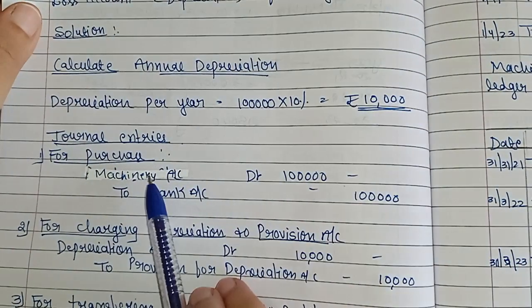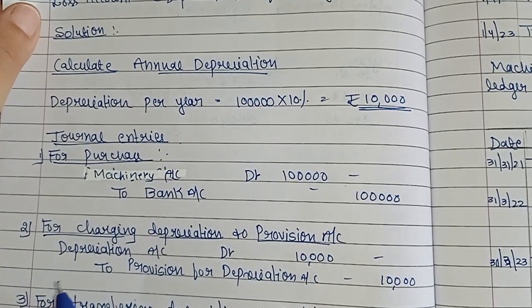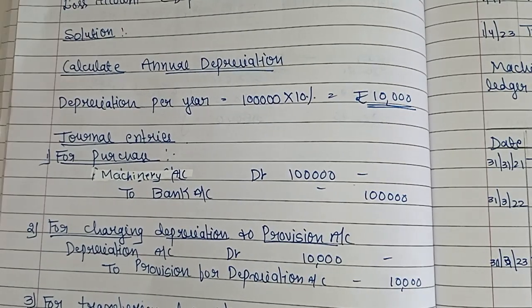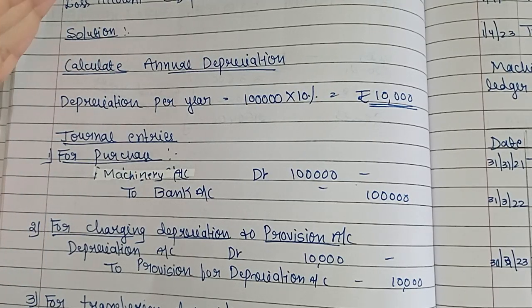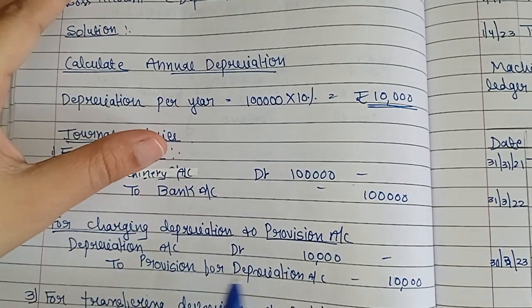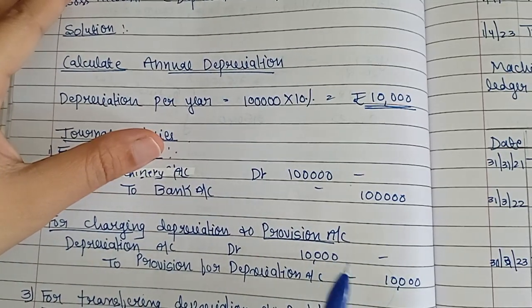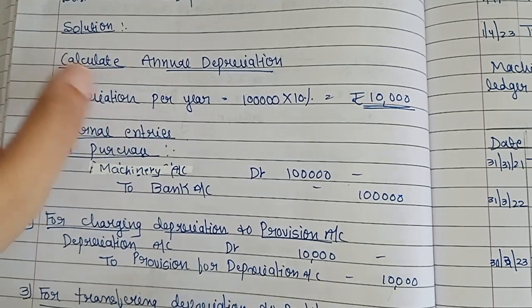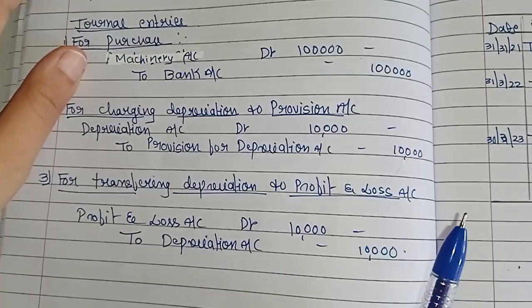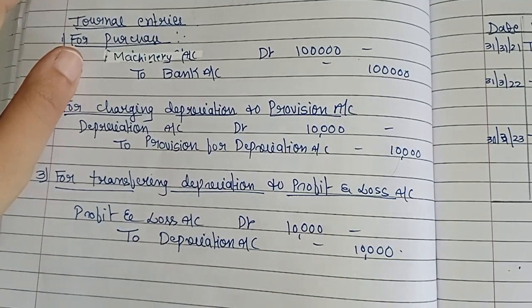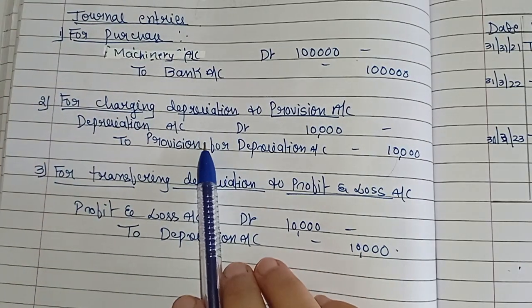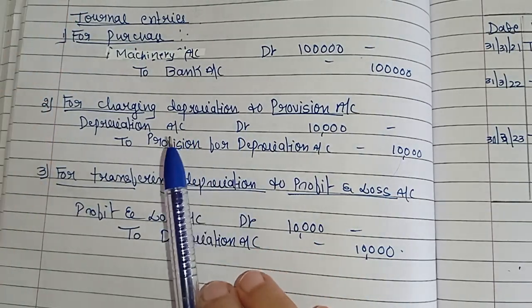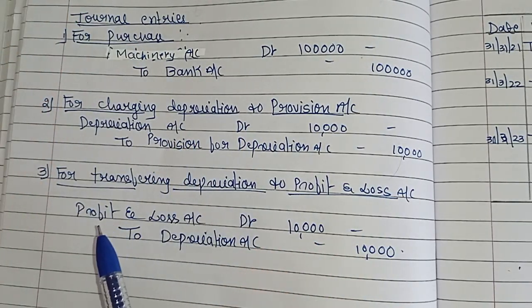For purchase of the machinery, machinery account debit to bank account, rupees 1 lakh. After that, which entry will we pass? At the end of the year, we will pass two entries. The first one is for charging the depreciation to the provision account: depreciation account debit to provision for depreciation account, how much? 10,000. Here the depreciation will be the same for 3 years. Clear? And for transferring the depreciation, profit and loss account debit to depreciation account, rupees 10,000. These are the journal entries we need to pass under the indirect method. Only the second entry, for charging depreciation, will change, and all the remaining entries are the same as in the direct method.